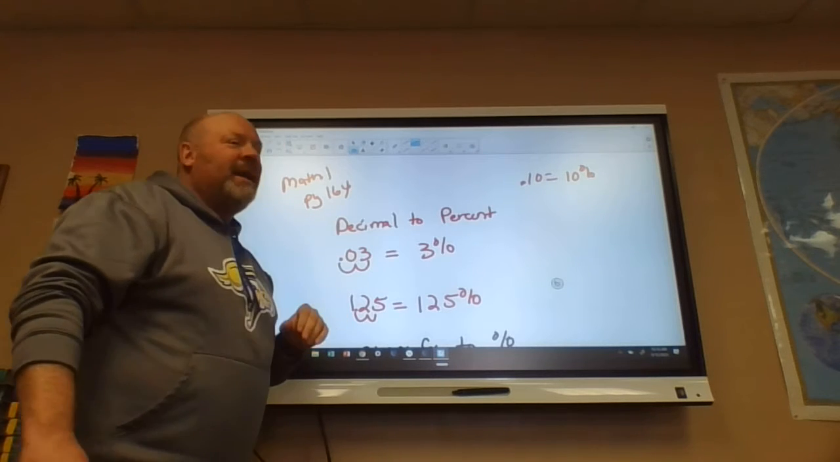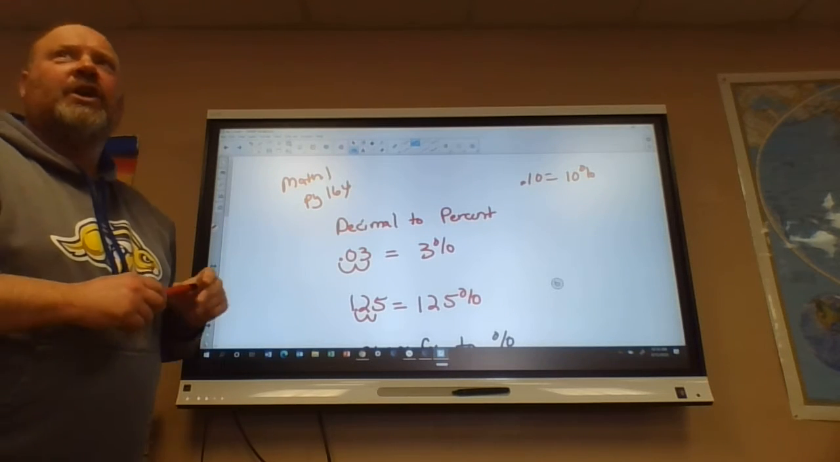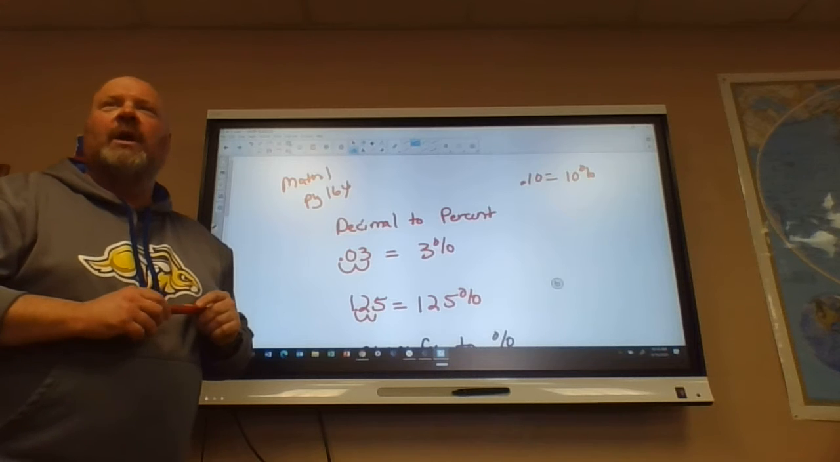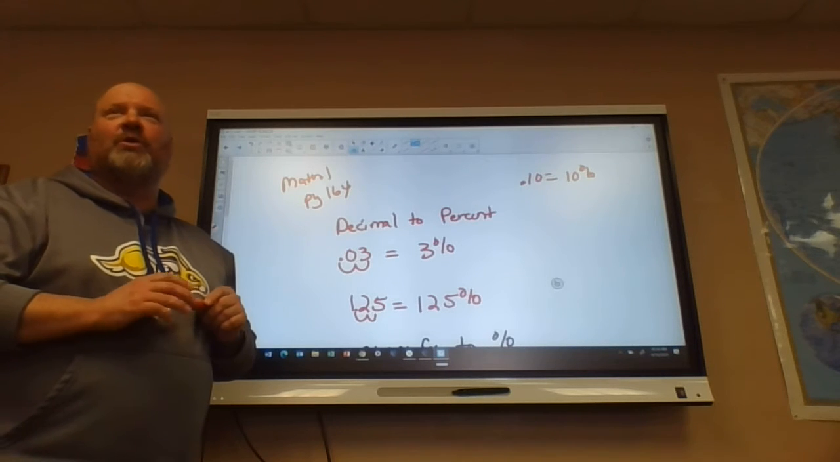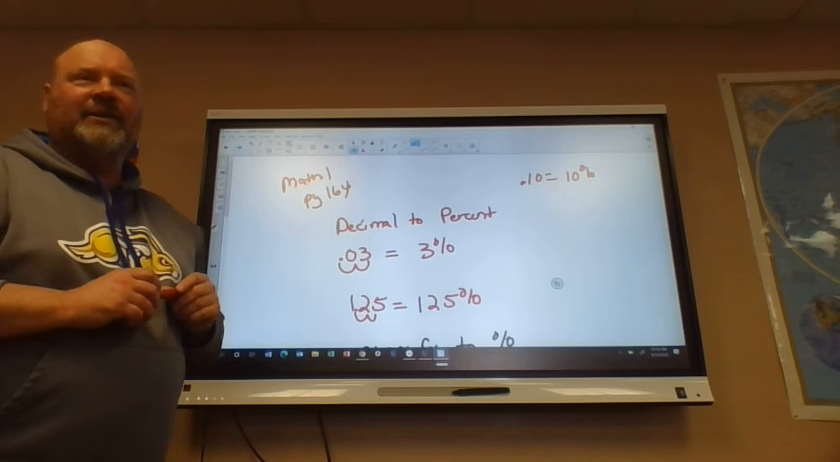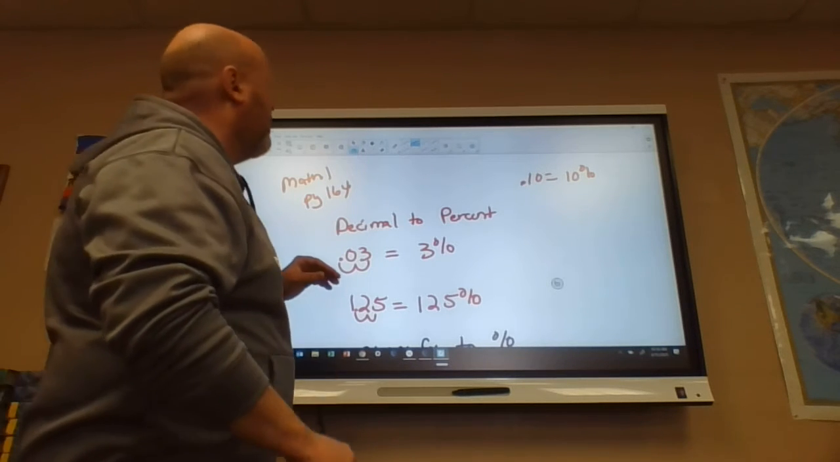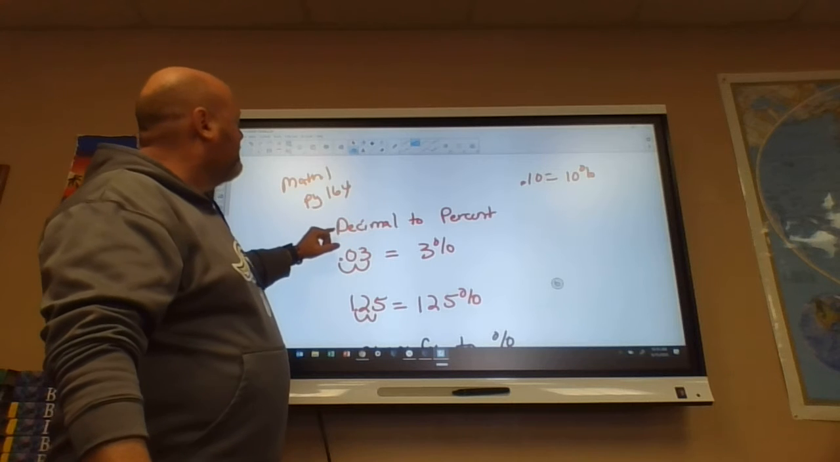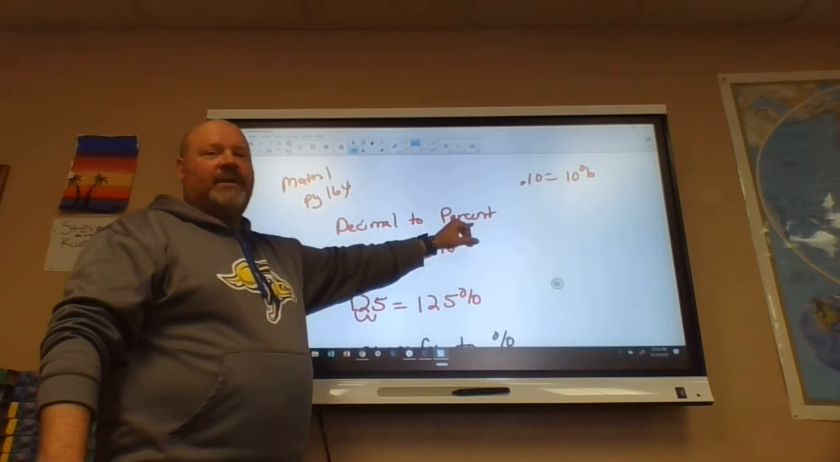Okay. On page 164, you're going to do all of these assignments. I know we didn't have school Monday, but you might as well do all 4 of these assignments this week because they're pretty easy. And it's easy percentages, so you might as well get the easy points. All right. The first part, it's decimal to a percent.